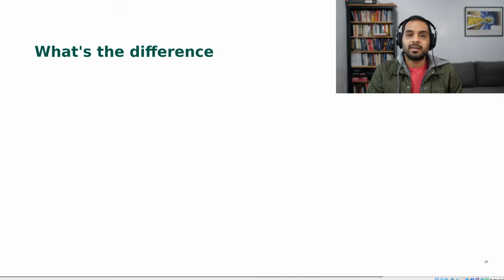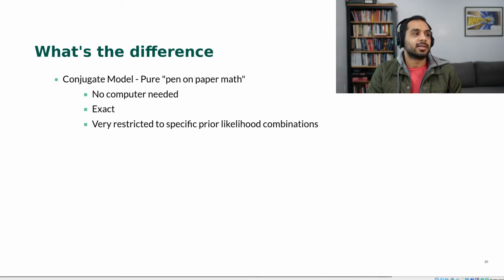The key question here is, what's the difference? The conjugate model is pen and paper math. No computer needed. It's exact. The challenge, though, is it's very restricted to things that can be solved on pen and paper.